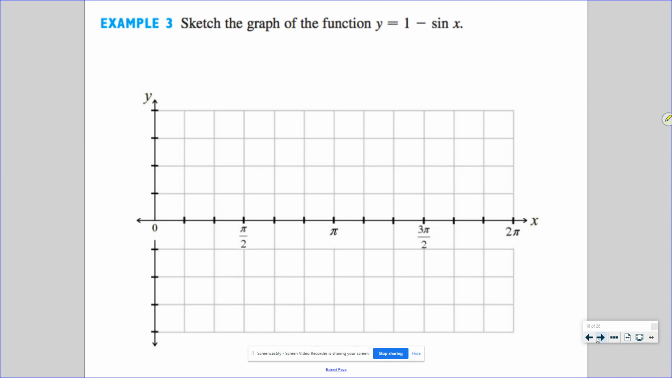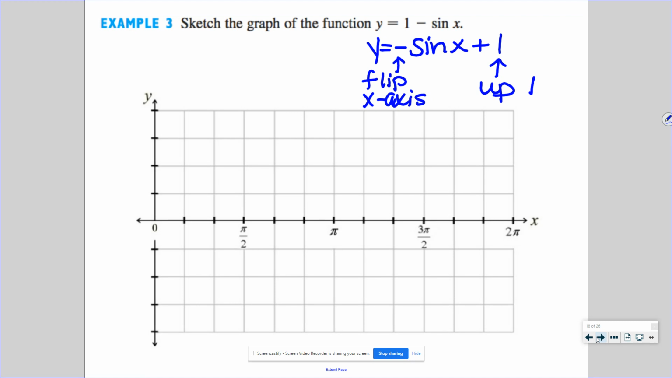A couple things are going to happen here. The 1, actually I'm going to rewrite this. Let's write it as negative sine x plus 1, because I think that's a little bit easier to read. This negative is going to cause my function to flip over the x-axis. This plus 1 is going to make it move up 1 unit.